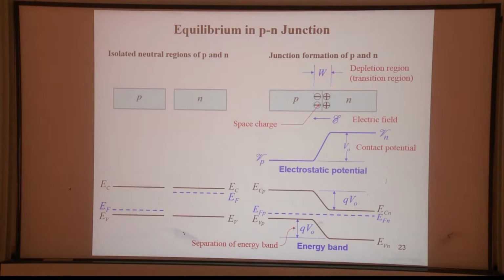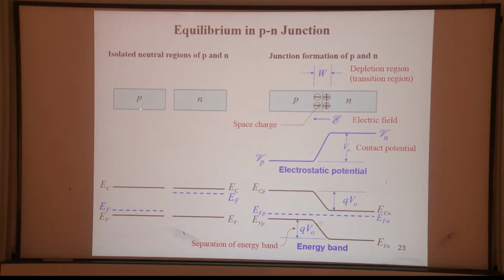Okay, so this is what we usually draw for the PN junction, for P-type and N-type before contact. Now you know this. You know what this means, right? I draw the band diagram.